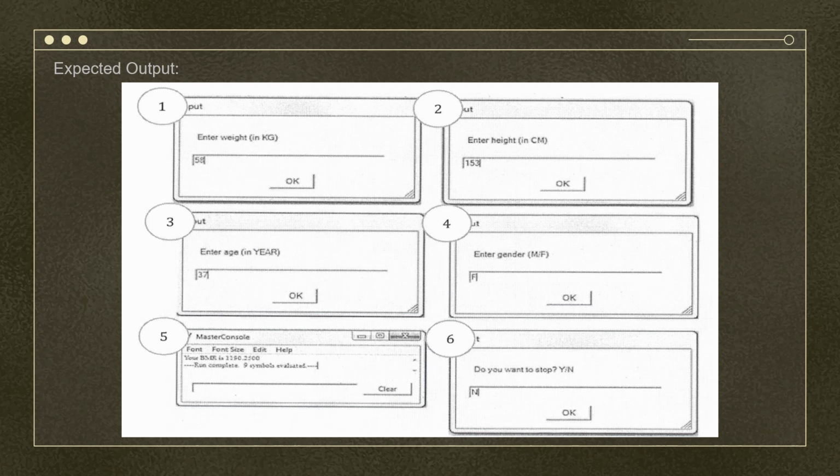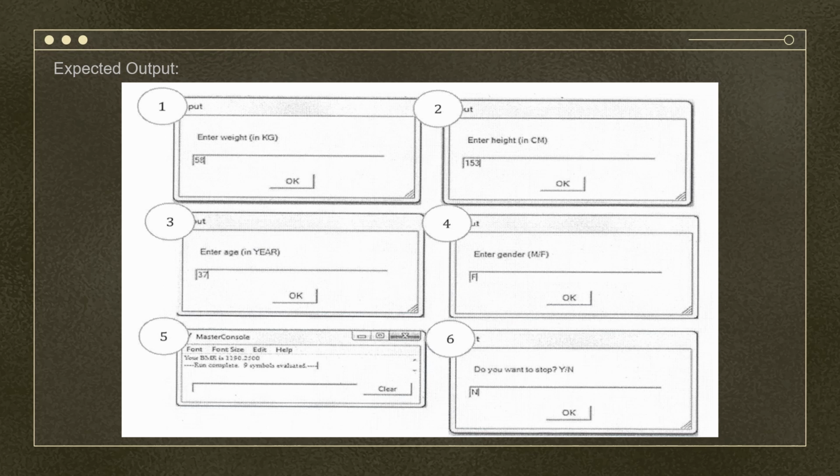The expected output. We must enter weight in kg for input 1, for example, 58 kg. For input 2, we must enter height in cm, for example, 153 cm. For input 3, we must enter age in years, for example, 37 years. For input 4, we must enter gender, M or F, M for male and F for female. And then, the result of your BMR will be displayed in the master console.